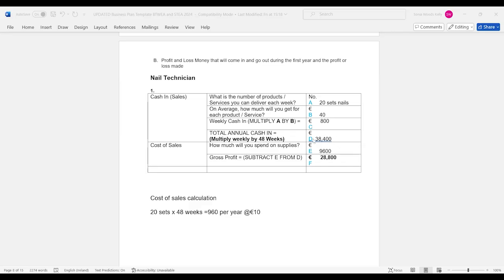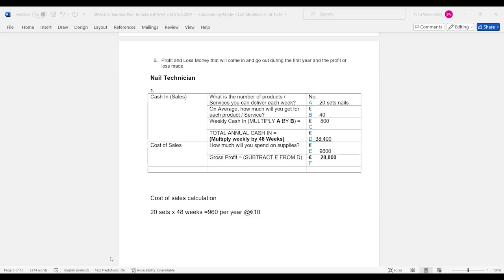This will give me the annual sales, or the annual income, based on an average of 20 sets of nails a week at 40 euros per set. The next thing you're asked here is how much your supplies are going to be, or your cost of sales. What this means is that for each set of nails, I'm going to have to provide some supplies in order to generate that sale. So how much are those supplies going to be?